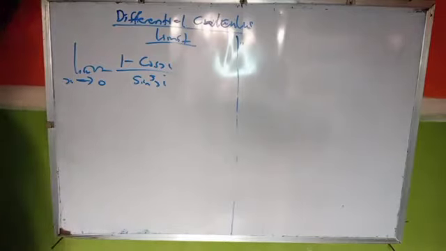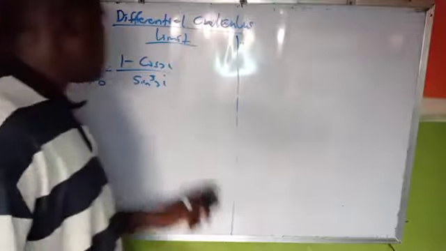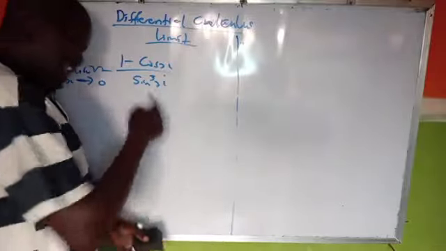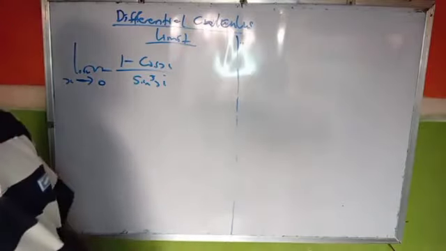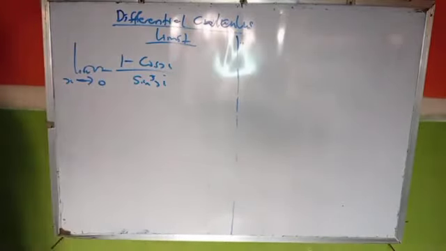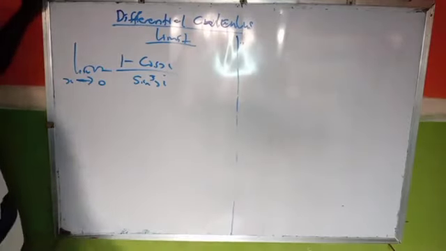If you put 0 here, cos 0 is 1, and 1 minus 1 is 0. Sine 0 is also 0. So that will be indeterminate. Then you can look at another way how you can do it.